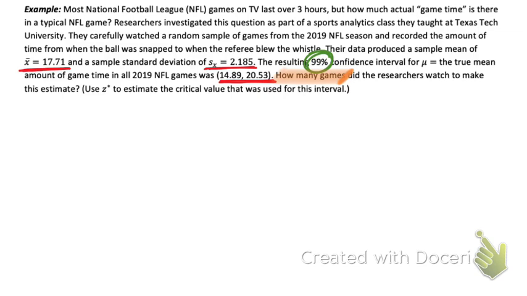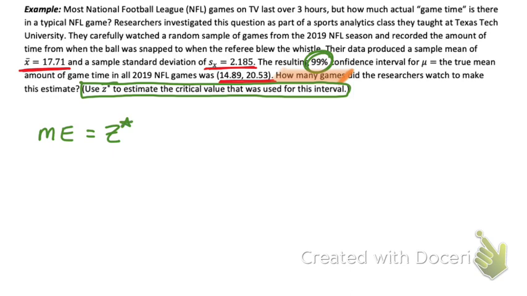Now, I know that many of you would recognize that you need to use the margin of error equals, and you would try to use a T star here because this is a mean problem. But can you use a T star if you don't know the sample size? Hence why this says to use the Z star to estimate the critical value. It is a mean problem.